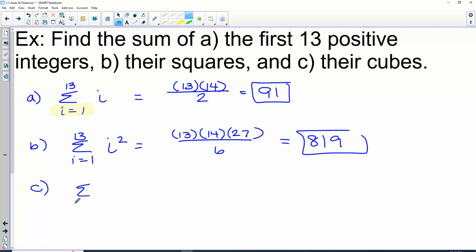Alright, so the cubes. The sum from 1 to 13 of i cubed. So what's the formula? n squared times (n plus 1) squared over 4. That's 169 times 196. Grab a calculator if you don't have one.